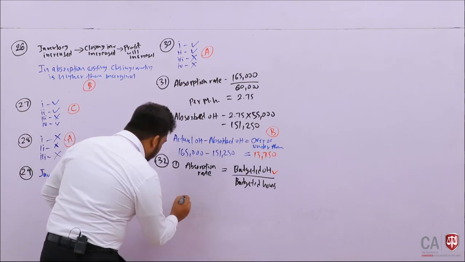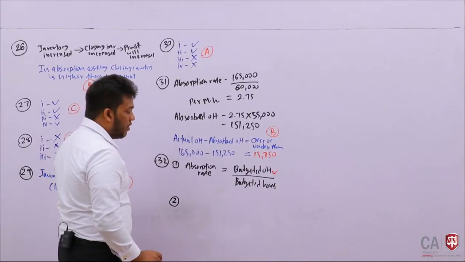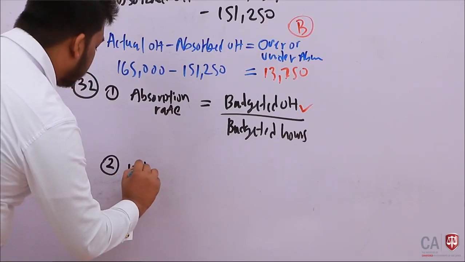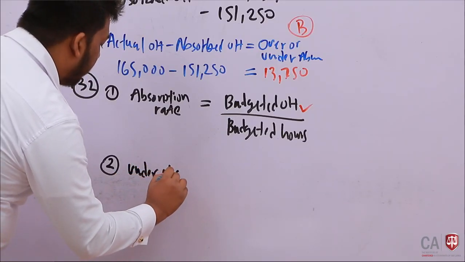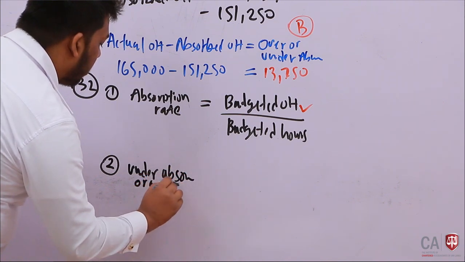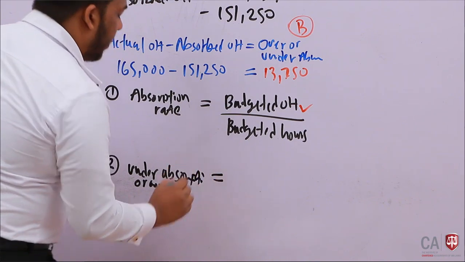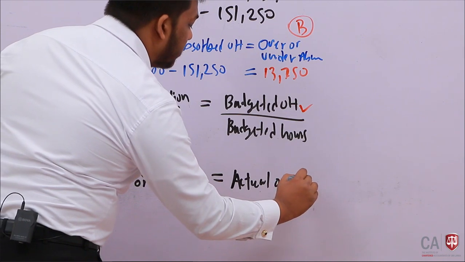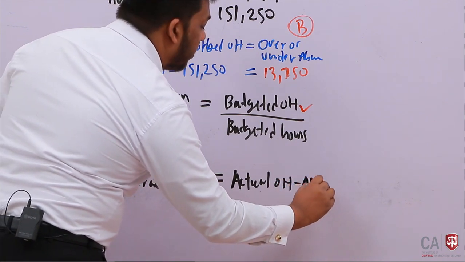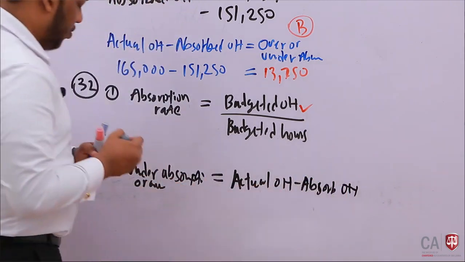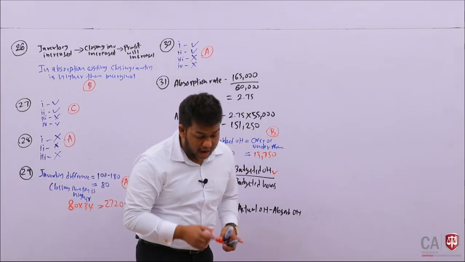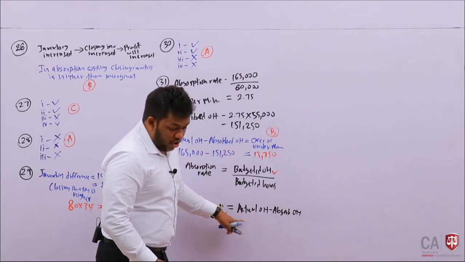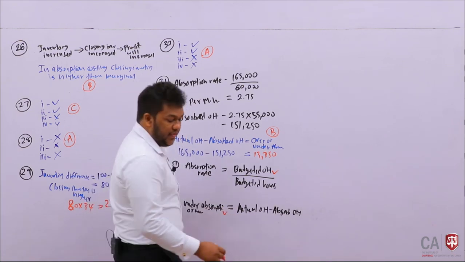Then see the next one, what you know. You know how to get the under absorption, under or over absorption. How to get that? Actual overhead minus absorbed overhead. Now see what you have. Under absorption given, overhead under absorption given. This is given. Now see actual overhead given, actual overhead also given.